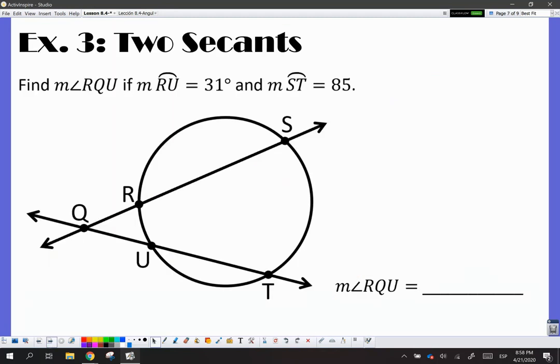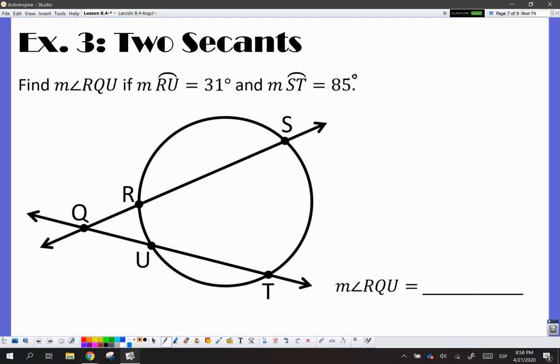First, let's look at the case where we have two secants. Our problem is to find the measure of angle RQU if the measure of arc RU is equal to 31 degrees and the measure of arc ST is equal to 85 degrees. I forgot my degree symbol up here.